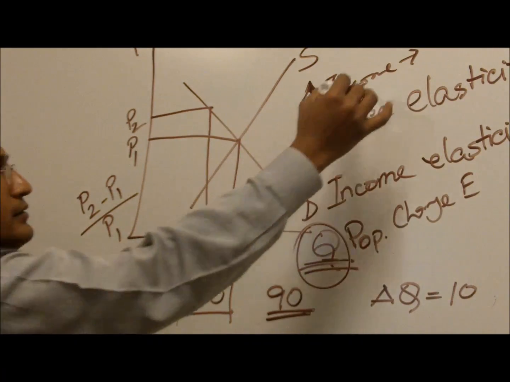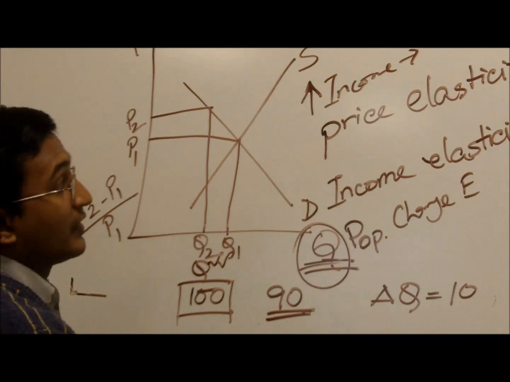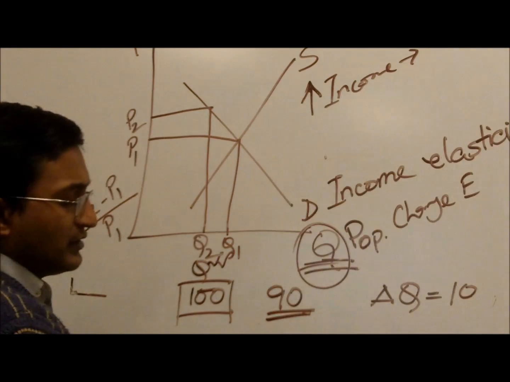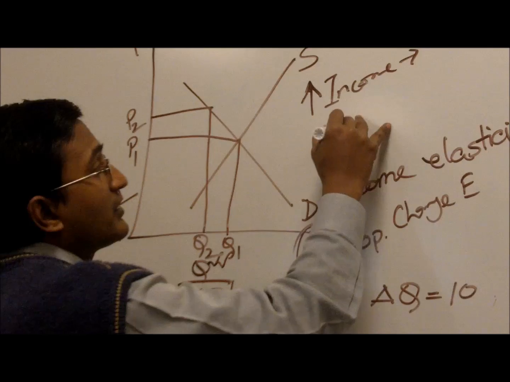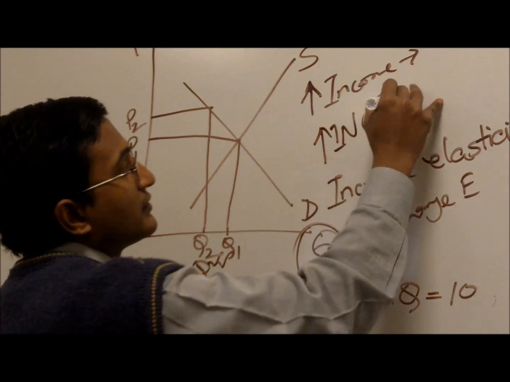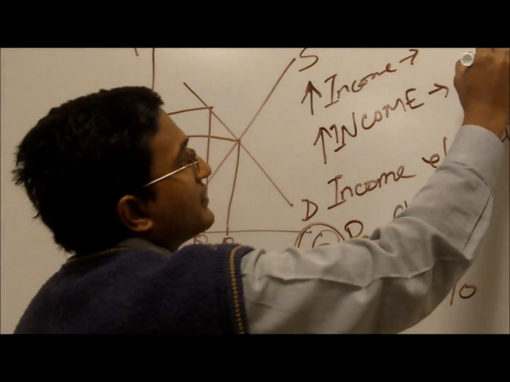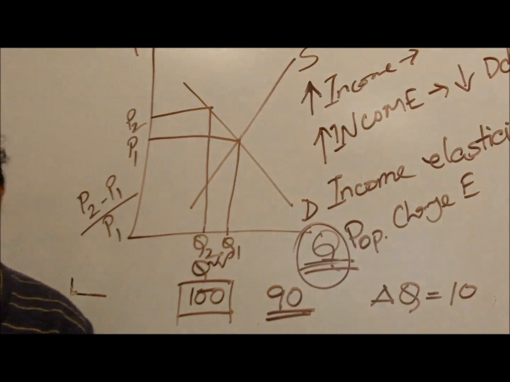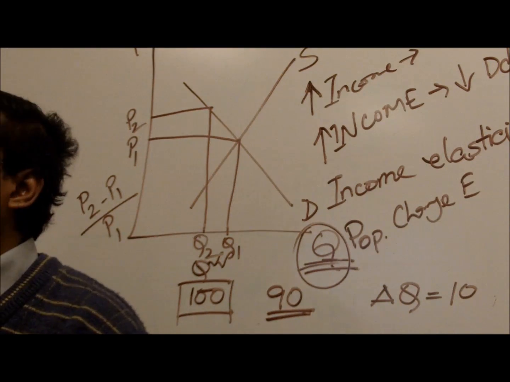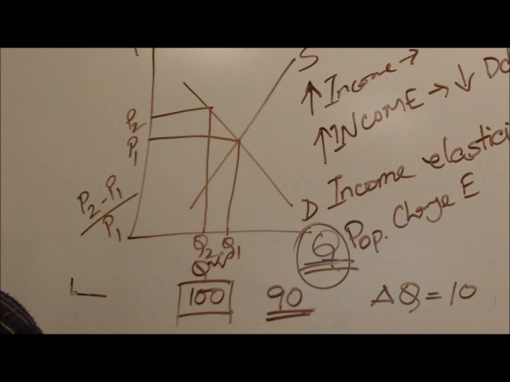But when it is the opposite, income increases and your demand decreases, then it is called an inferior good. These goods are for the poor. They are actually forced to consume it. Whenever they have more money, they are not going to buy it.